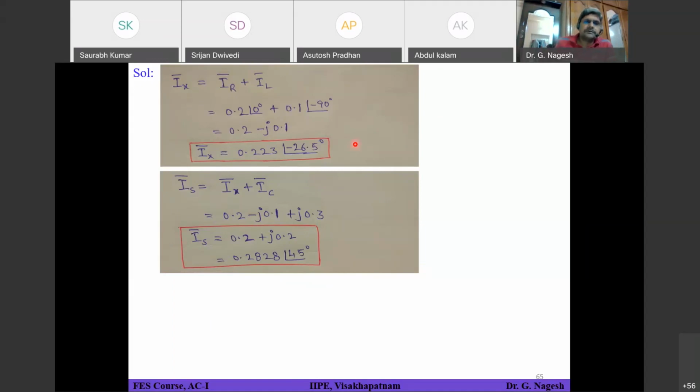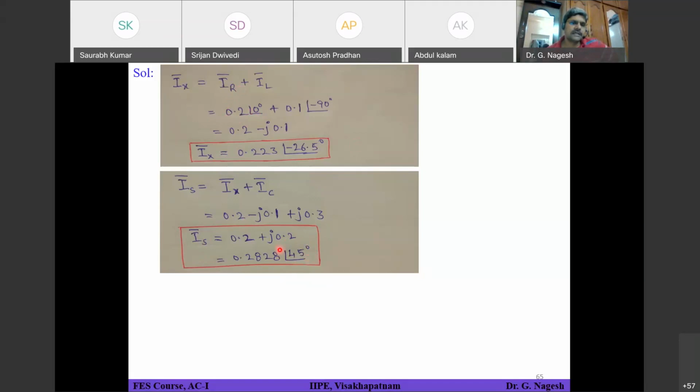Now according to the second part of the question, what is the angle by which your source current is going to lead IR, IC and IX? Angle by which IS leads IR: 45 degrees. You have to compare your source current IS with your IR. IR is 0.2 at an angle of 0 degrees, so IS will be leading IR by 45 degrees.